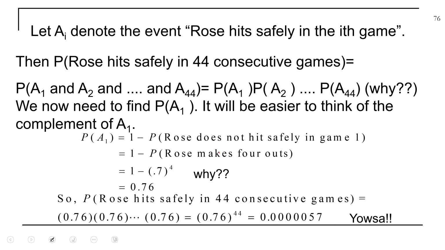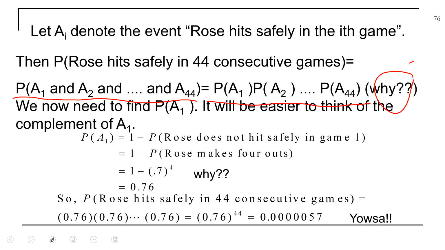We want A sub i to denote the event Rose hit safely in the ith game. The probability Rose hit safely in 44 consecutive games is he hit safely in game 1 and game 2 and game 3 and game 44. But this huge joint probability can be written as the product of these marginal probabilities. Why? Independence. We now need to find probability of A1. The probability of A1 is the same as A2, A3, A4, A5 because we assume the setup is the same for each game. We assume he comes to bat 4 times, he's a .300 hitter. So what's the probability of A1?